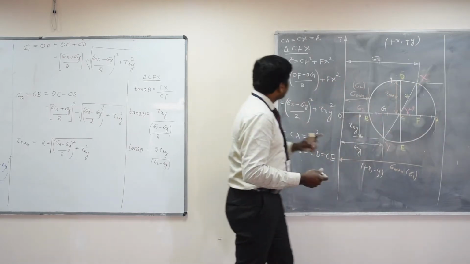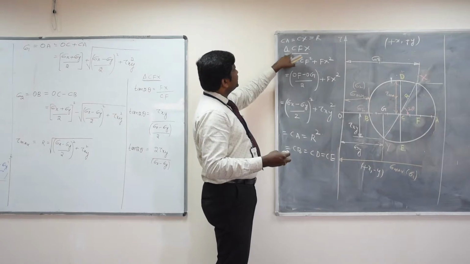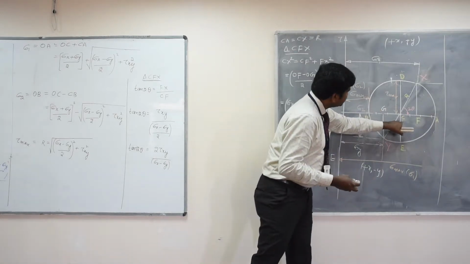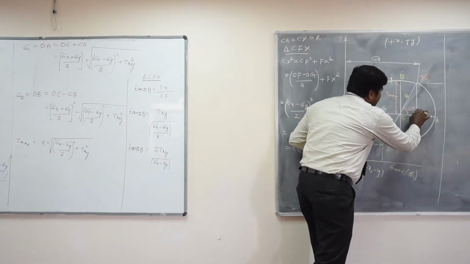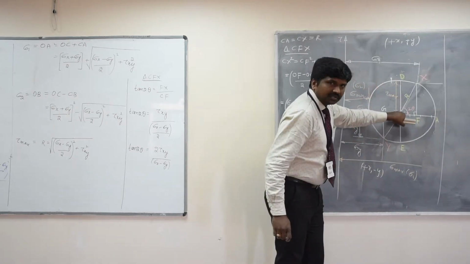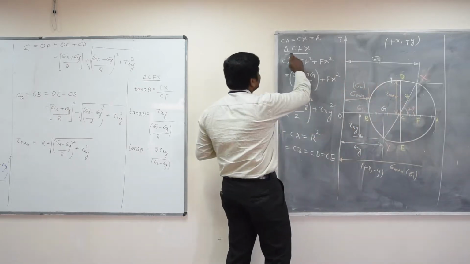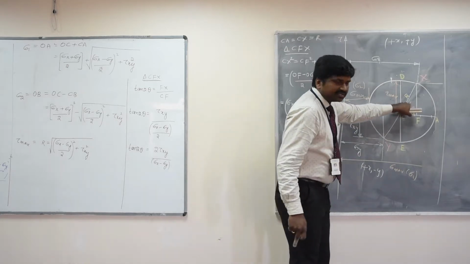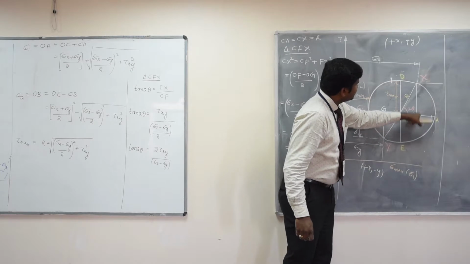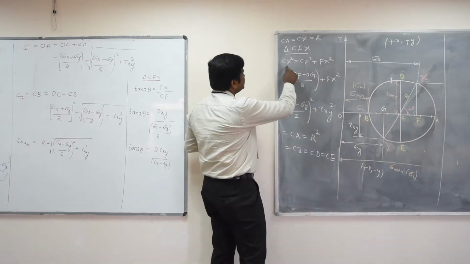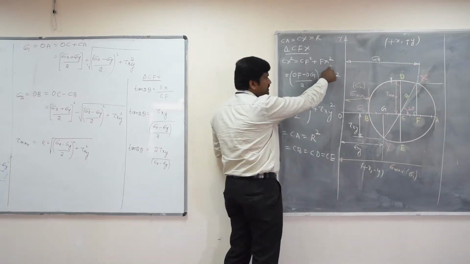So that is equal to R. Now from the triangle CFX, which is a right angle triangle, this is 90 degrees and this is 2 theta. From the Pythagoras theorem, we write CX square is equal to CF square plus FX square.